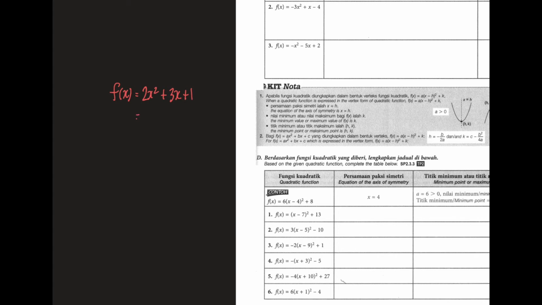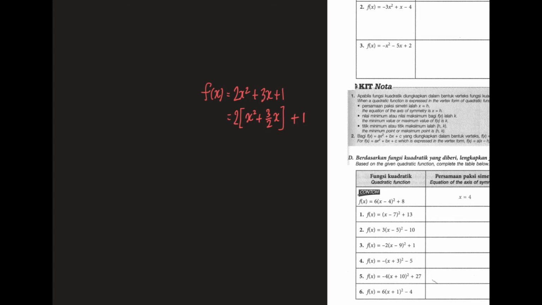So first I have to factorize 2. Then everything at the back is divided by 2, so it becomes 3/2 x. For the last term 1, you can leave it outside, no need to do it. Of course, if you want to factorize 2 from the last term also, it is okay. So let's say for this example, I will do both.